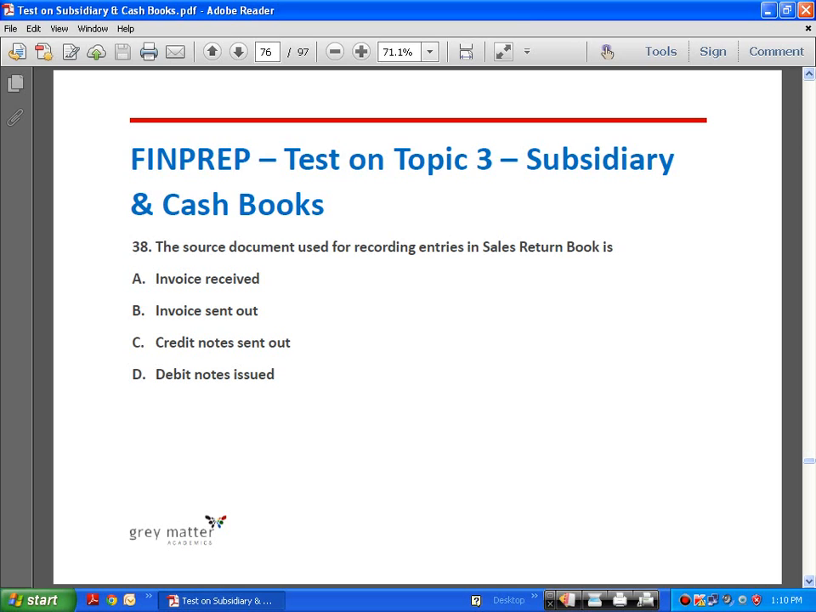Next, the source document used for recording entries in the sales returns book is, options are A, invoice received, no. Invoice received, we make an entry in the purchases book. When we send out invoices, we make an entry in the sales book. Credit notes sent out, yes. So when you send out a credit note, we make an entry in the sales returns book. And debit notes issued, we'd issue a debit note only at the time of purchase returns. And so answer to this question is C, credit notes sent out.